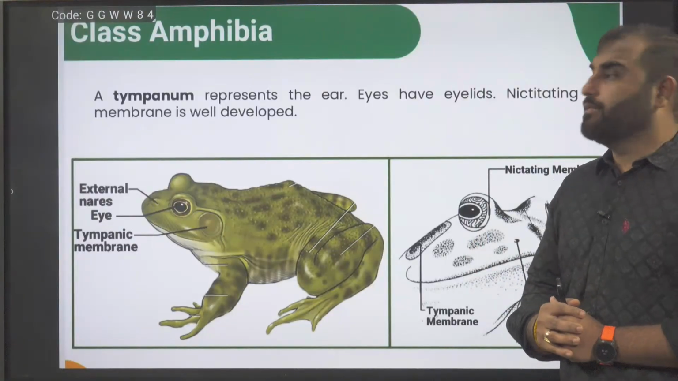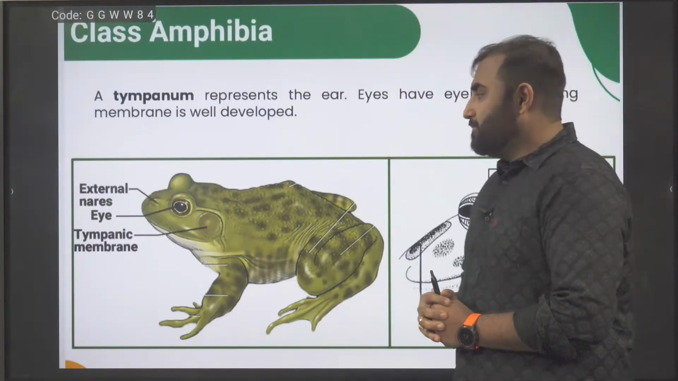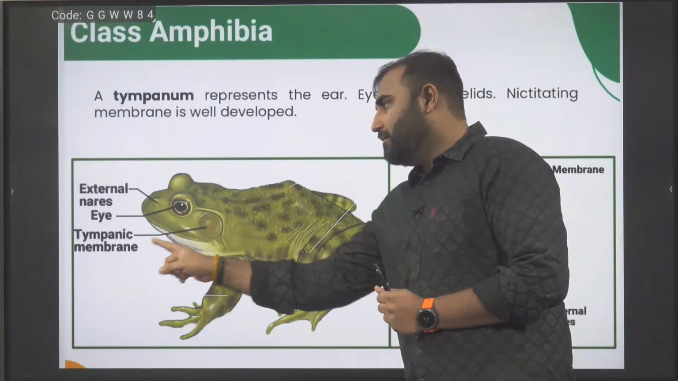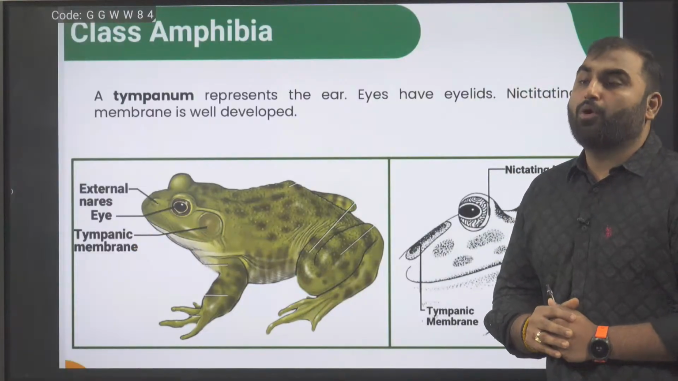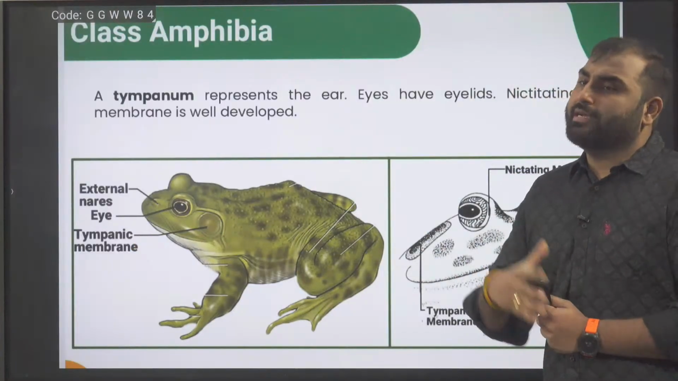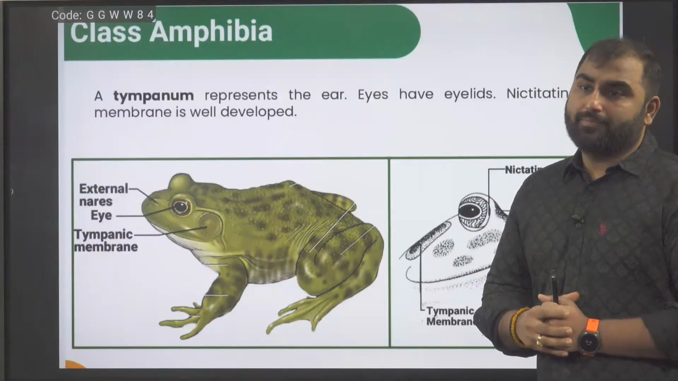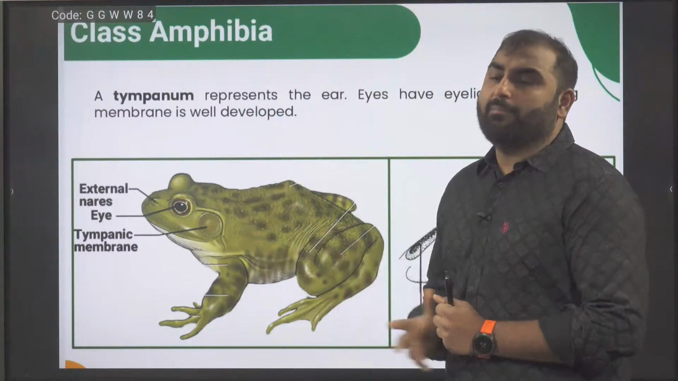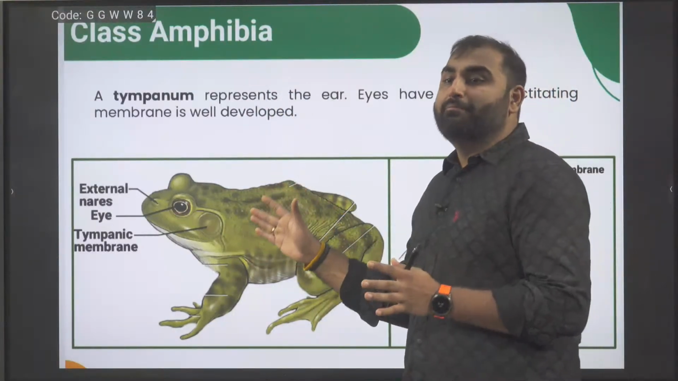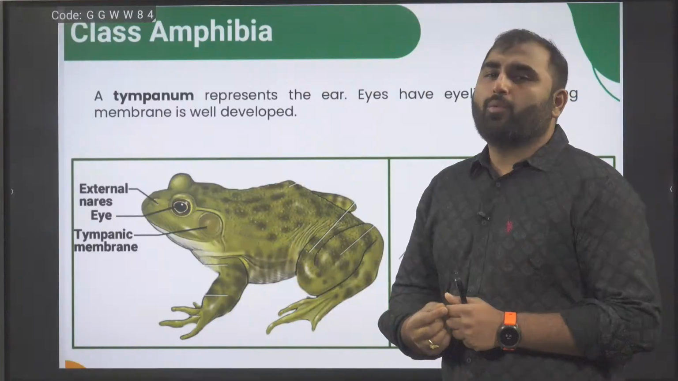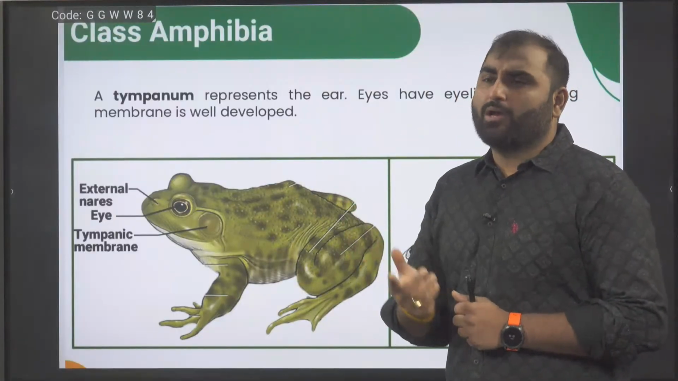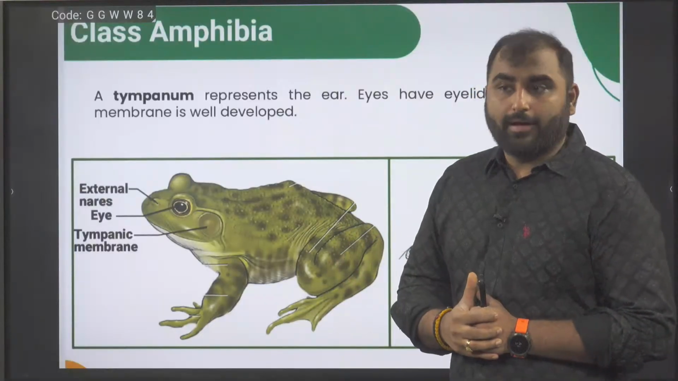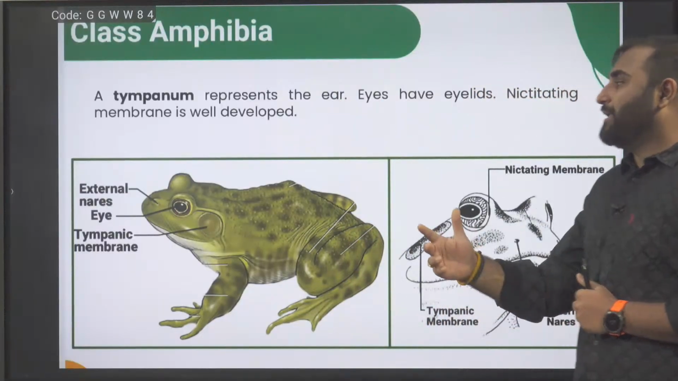Next feature, when we see the frog, we talk about the tympanum. Behind their eyes you can see a tympanic membrane, which represents the eardrum. What is the function? It helps in perceiving sound, right? So tympanum is present. Can I say external pinna is present here? External pinna is not there. There is just a tympanum, and inside there will be one ossicle. We have three ossicles, they have at least one ossicle, and that is connected to the internal ear for processing the sound. Correct?